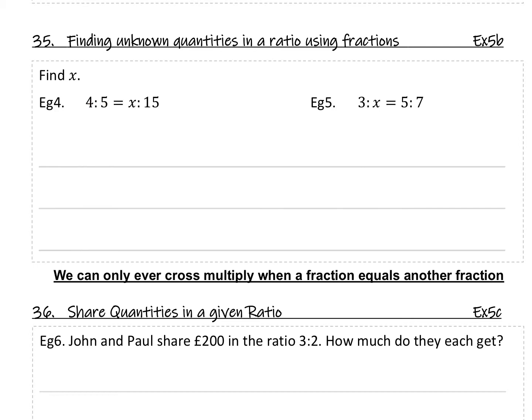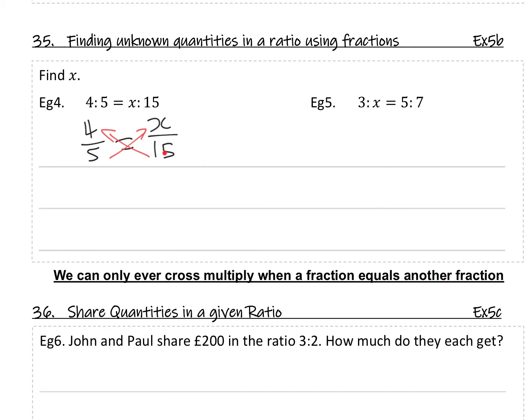5 should be equivalent to x divided by 15. So we can write 4 divided by 5 equals x divided by 15. If a fraction equals a fraction, what you can do is multiply both sides by 5 and by 15. Or what you might have been told in your class is that's the same as cross multiplying. So when a fraction equals a fraction, you can cross multiply. And we can only ever cross multiply when a fraction equals another fraction.